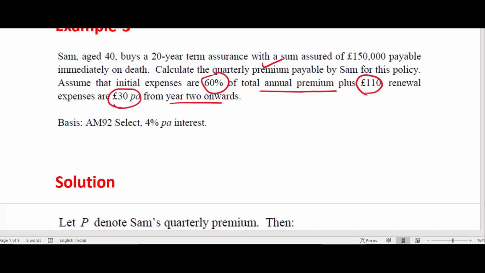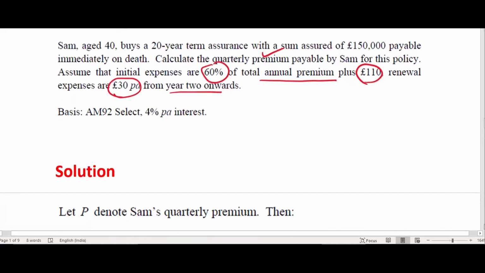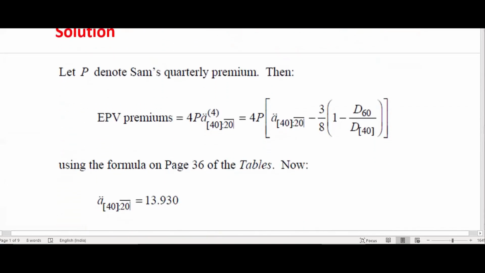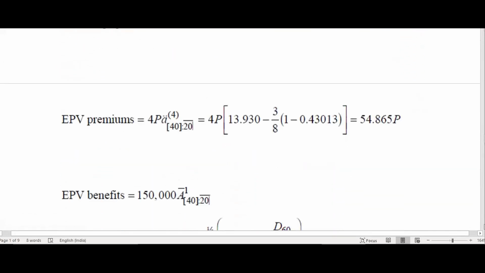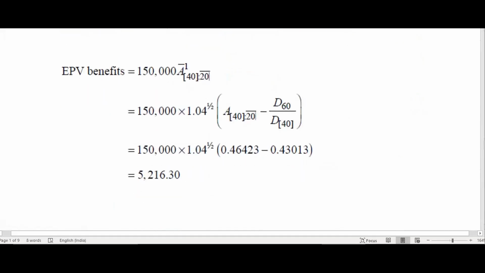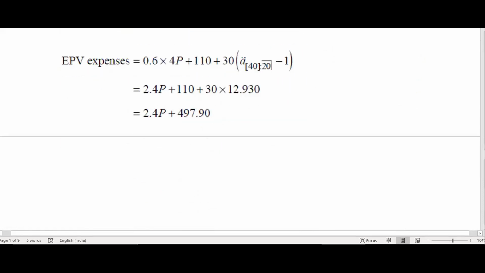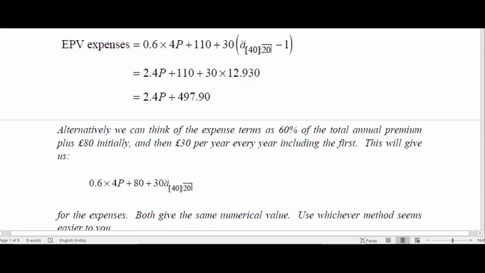Not a new problem, right? See, you must feel well now. Here, EPV of premium, quarter premium, 4p in a year. It's not new. The term is old. Benefit 150,000. Bar is there, 1 plus 1.04 power 4 half you have to write. This is not new. Expenses is new.